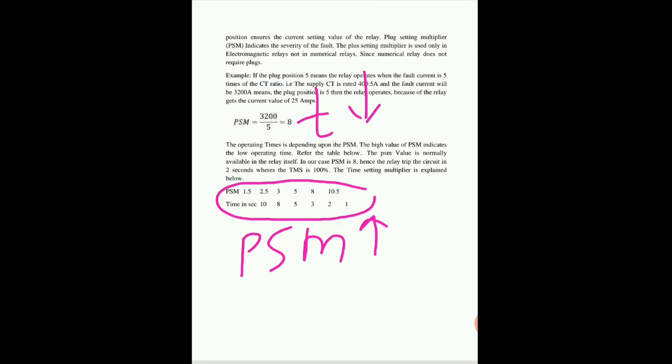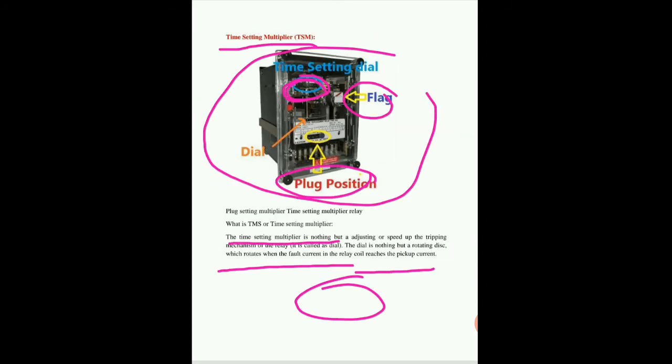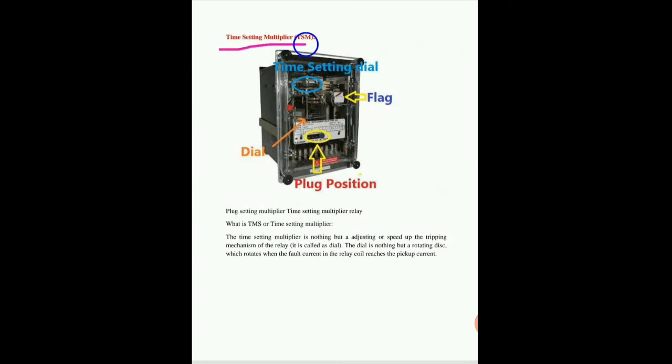This is referred to in the table that you will see here. Suppose the PSM value is normally available in the relay cell. In our case, suppose we have assumed the PSM value is 8. The time corresponding to 8 is 2. Then we have operating time of 2, that is, the relay trips in 2 seconds. Now it is clear to you what is plug setting multiplier.